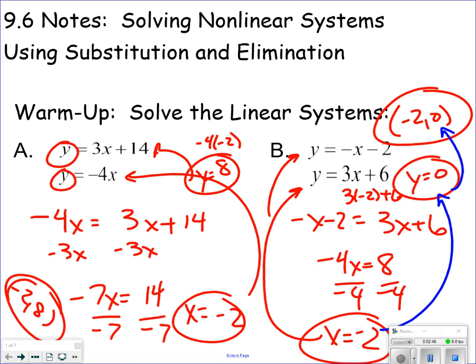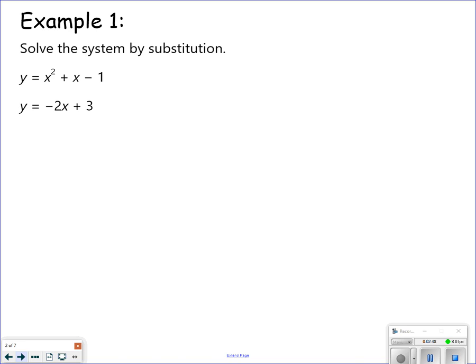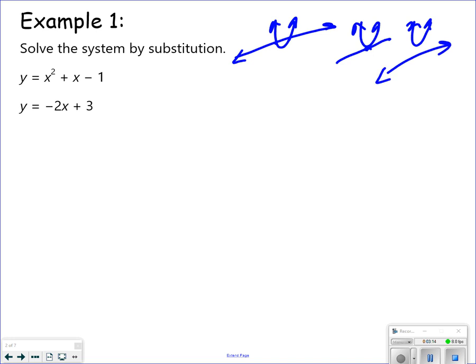Now doing the exact same thing, except now the top one is a parabola and the bottom one is a line. Think about this a little bit. If I had a parabola and a line, there's basically one of three things that could happen. They could cross at 2 points, they could touch, so I have a line that just touches, or I have no solution, a parabola and a line that never cross.